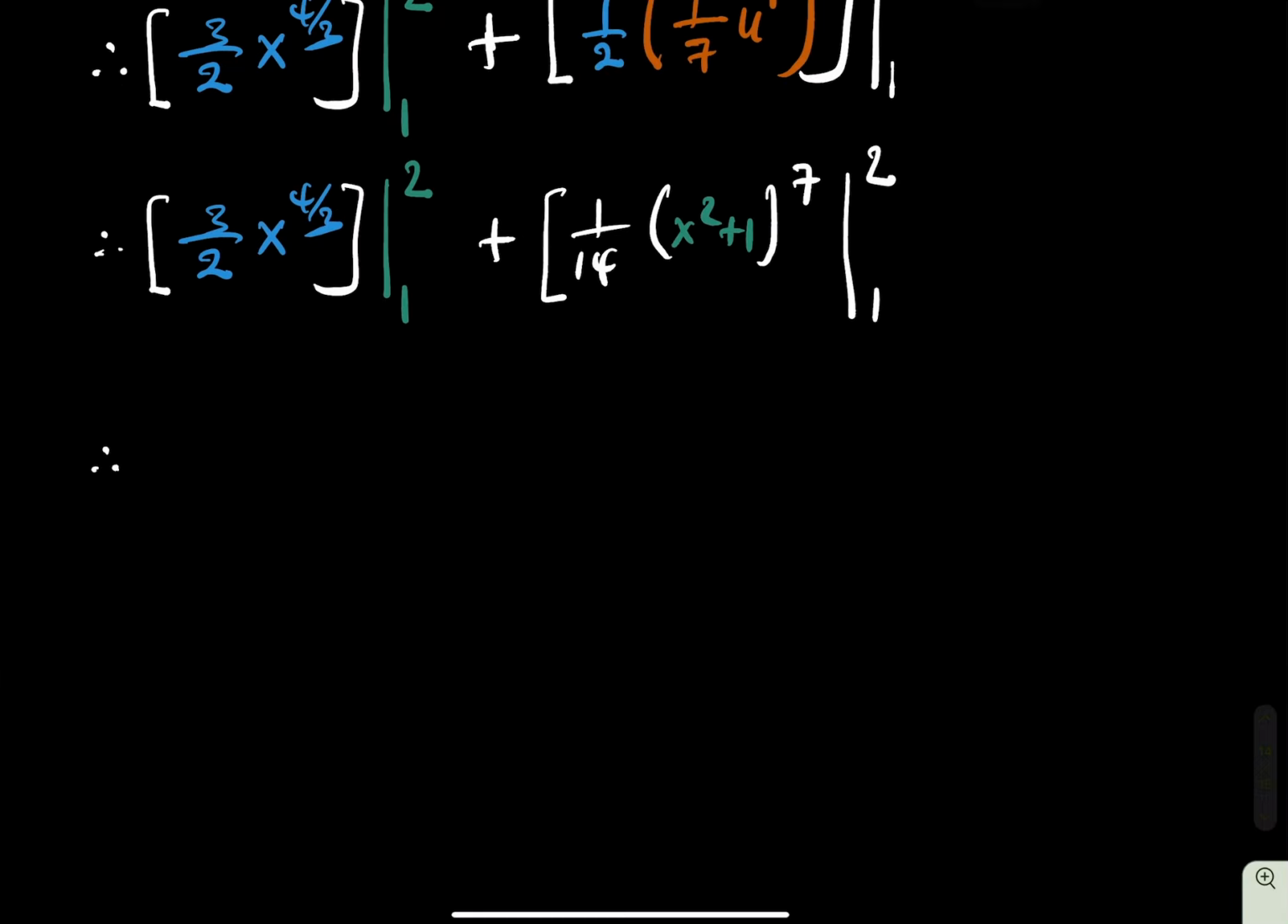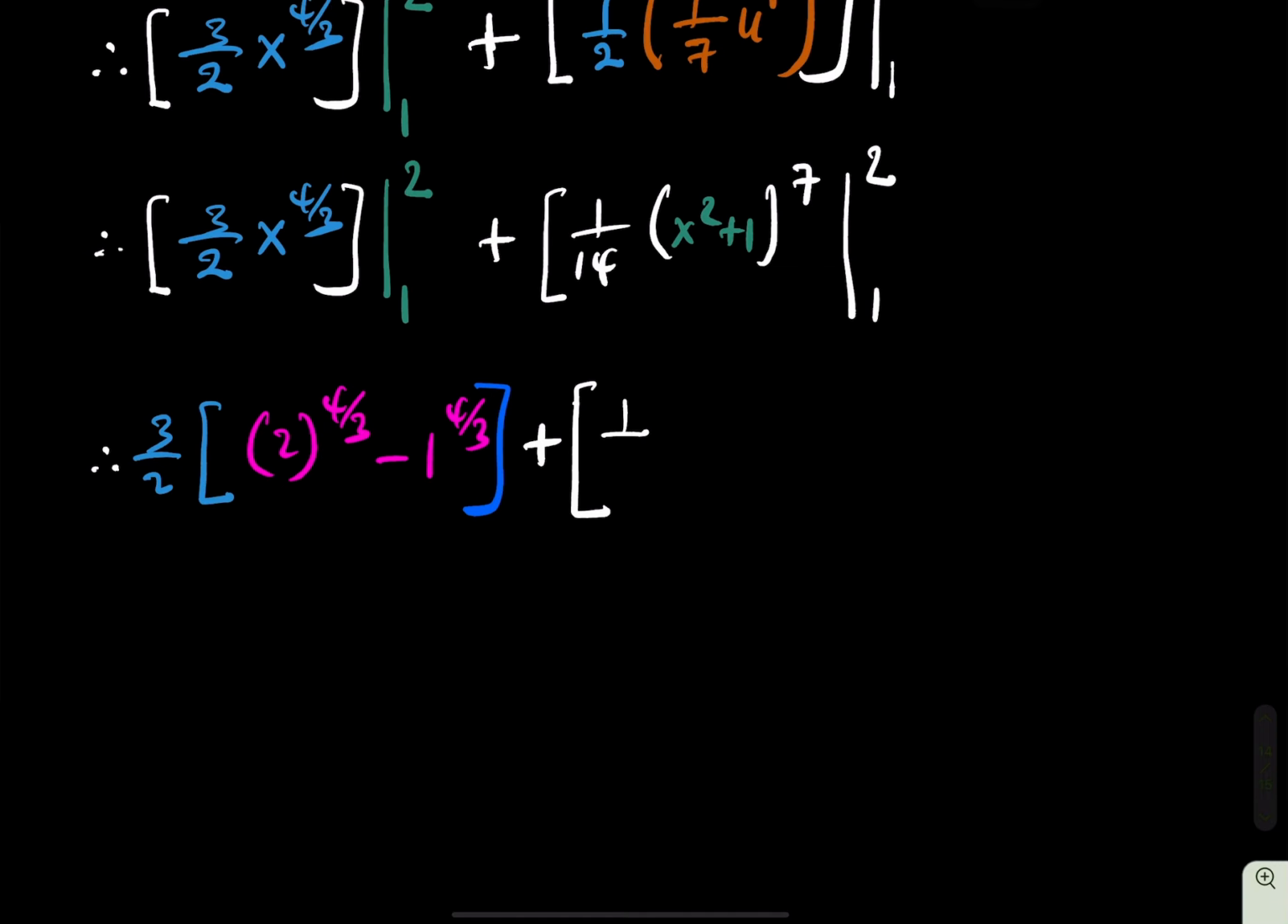And then you want to apply the fundamental theorem of calculus. That is going to be 3 over 2 here, and then you put it where there is x. So that is really going to be 2 to the power 4 over 3 minus 1 to the power 4 over 3. You close that, and you say plus, same stuff, this side is going to be 1 over 14.